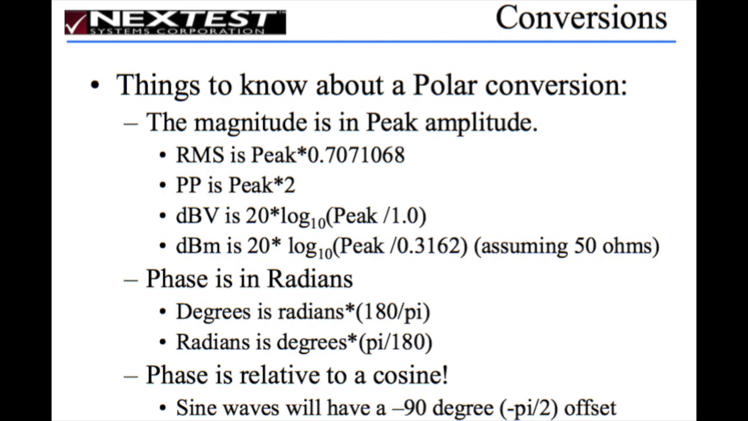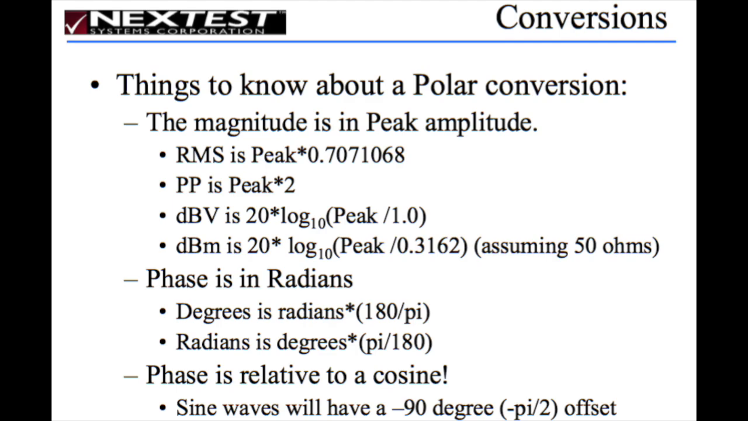Remember that peak to peak is peak times 2. dBV is 20 times the log base 10 of peak over 1. And dBm is 20 times the log base 10 of peak divided by 0.3162. That assumes you're terminated at 50 ohms. That would be dBm.